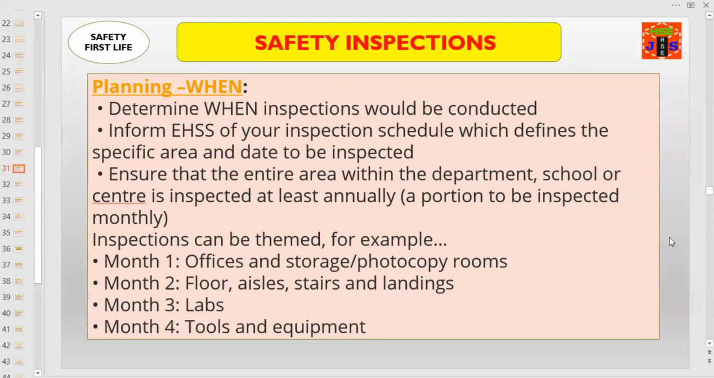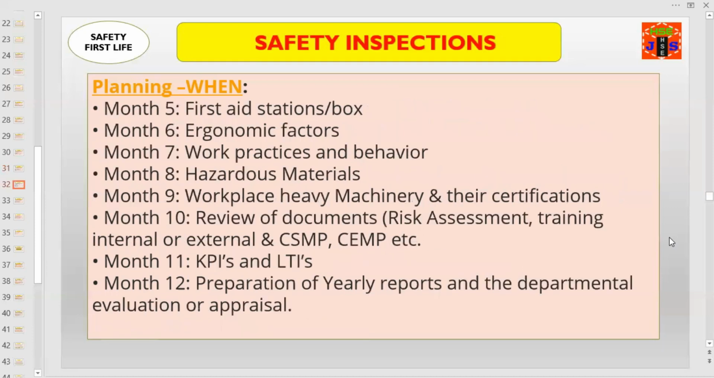Site safety inspections can be carried out, for example: month 1 for offices, storage areas, and photocopy rooms. Month 2, floors, aisles, stairs, and landings. Month 3, labs. Month 4, all tools and equipment. Month 5, first aid stations, boxes, and the first aiders. Month 6, ergonomic factors. Month 7, work practices and behavior.